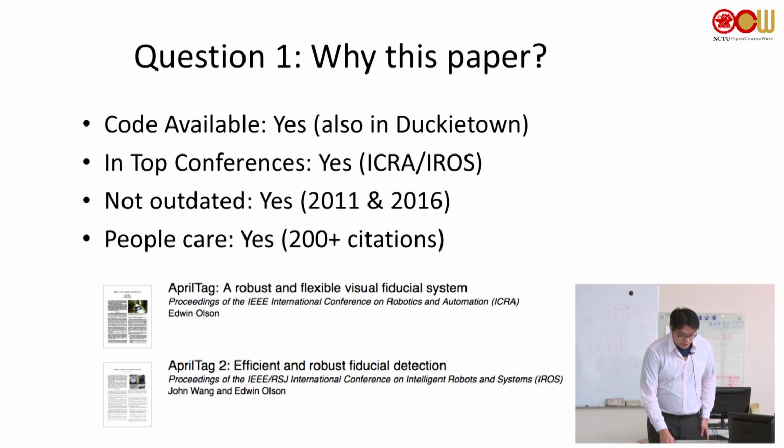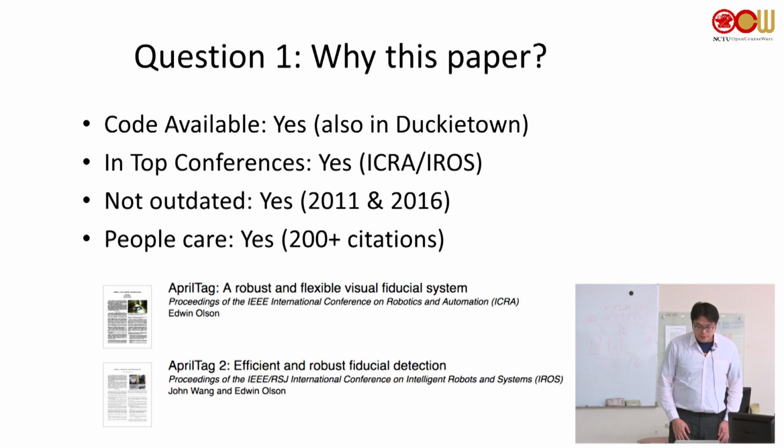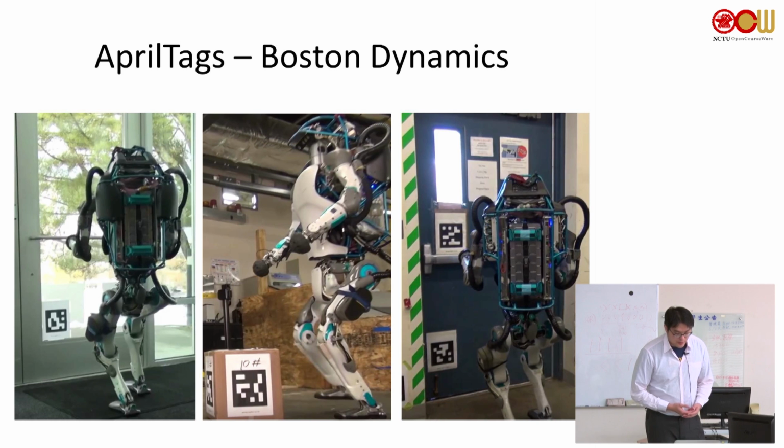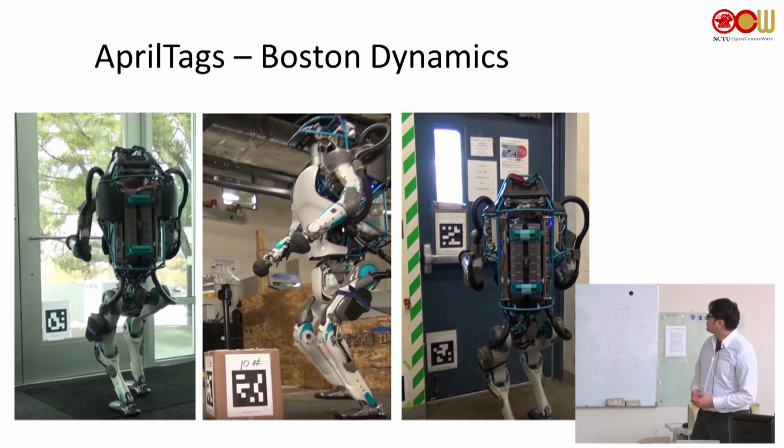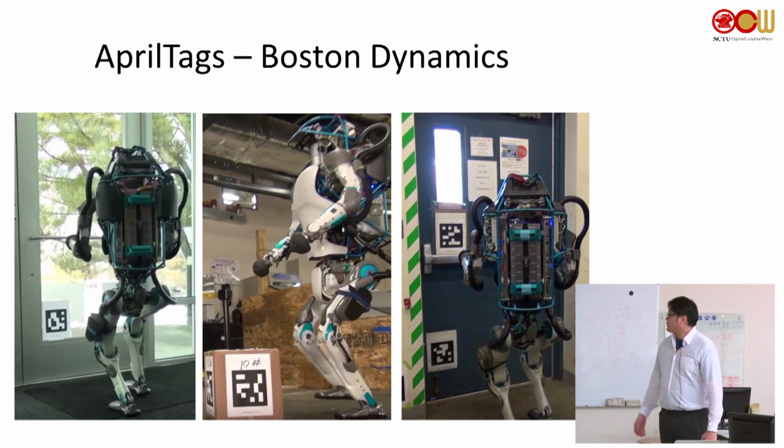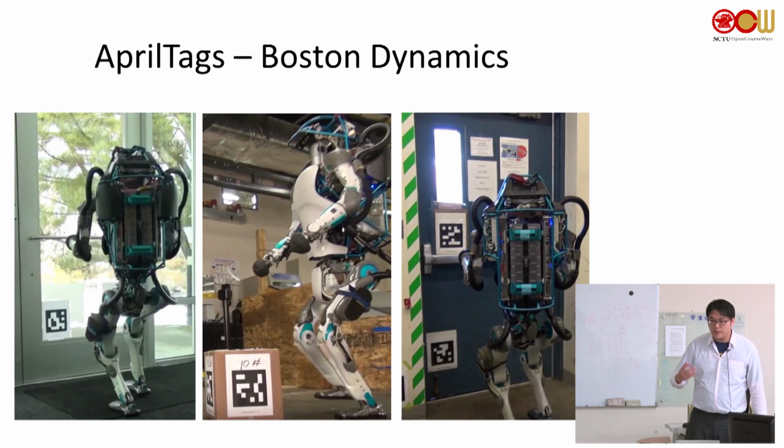Okay. And the other reason to choose this paper is that many people use AprilTag. People care about it, so there are lots of applications. This is one of the applications from the famous Boston Dynamics, a very frontier robotics company. You can see that AprilTag has been placed on the door or on the box, so that the robot Atlas can locate a door or an object very easily.